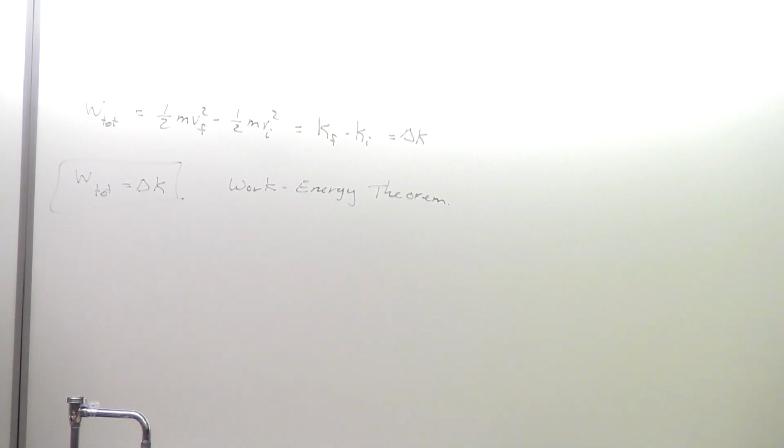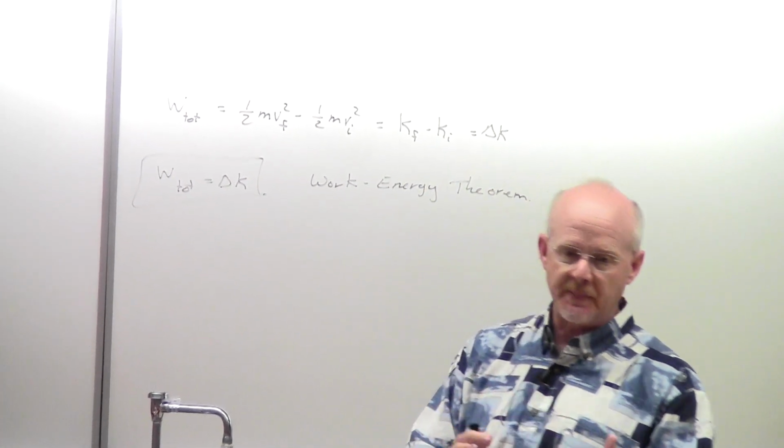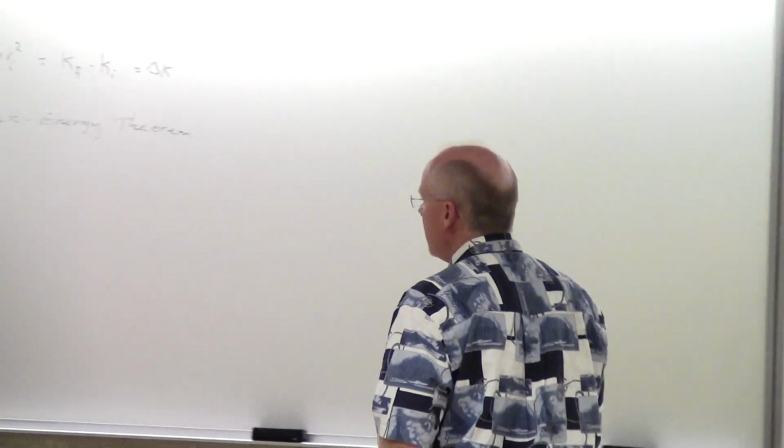And the example we had was that block, if you remember. My hand was pulling on it. My hand did positive work. The friction did negative work. The question is, when we total them, which one was bigger? If my hand was more positive than the friction was negative, we would have positive overall work and therefore it'd be going faster. And the reverse is true the other way around.